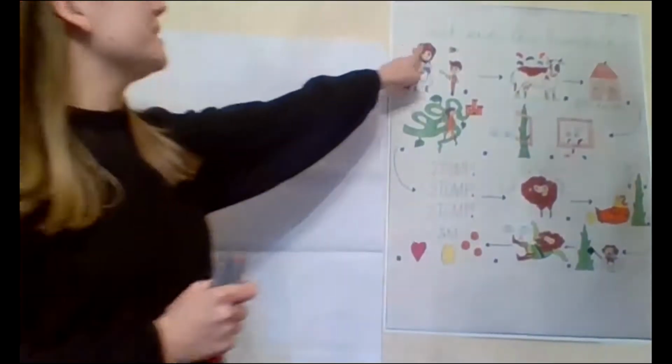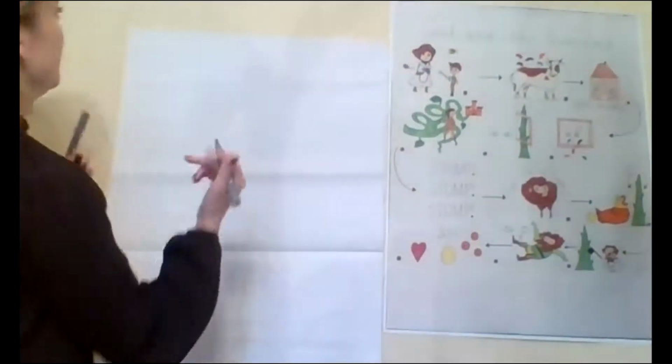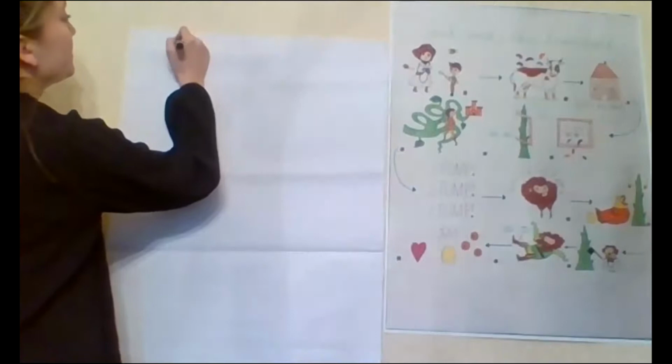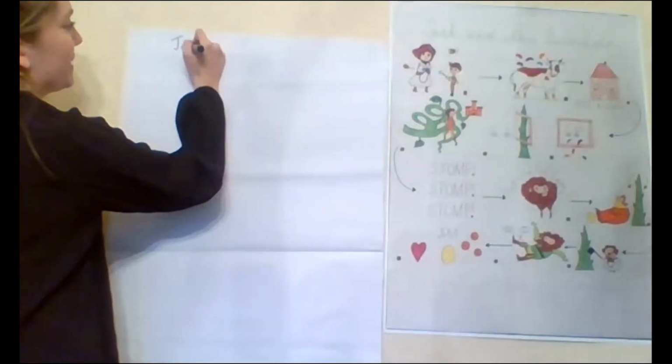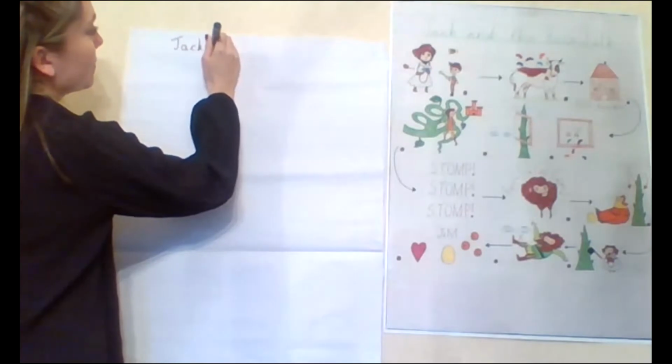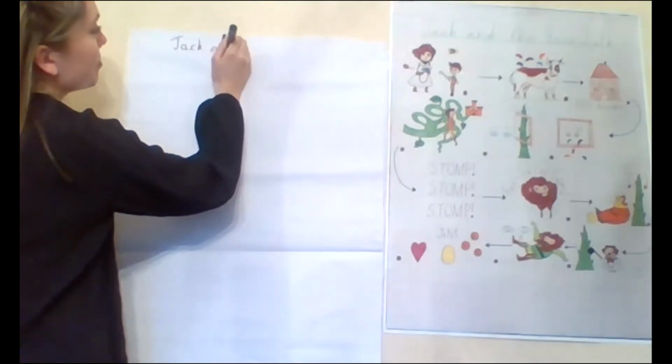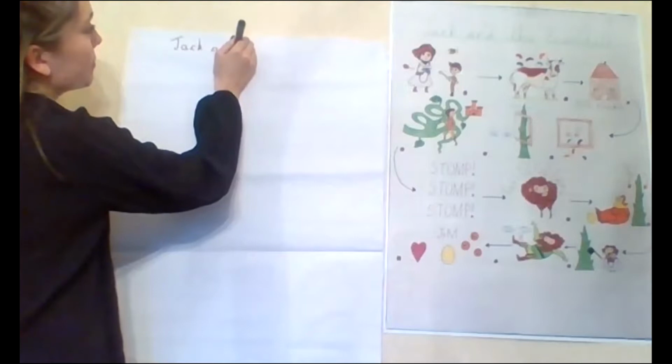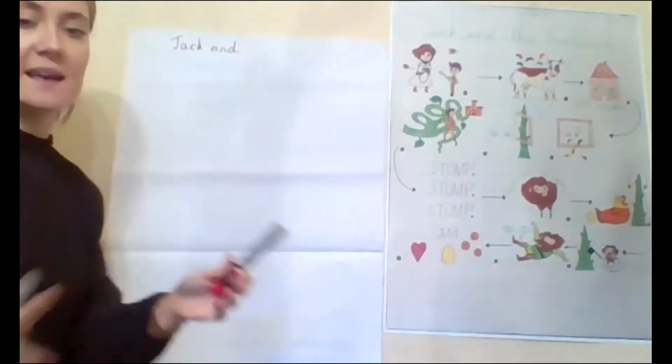Okay, just move my chair a minute. I'm hoping you can see my writing. So I'm going to start off writing my title, Jack and the Beanstalk. And you can copy that so you can see that at the top of your story maps. Jack and the Beanstalk. Can you see that?